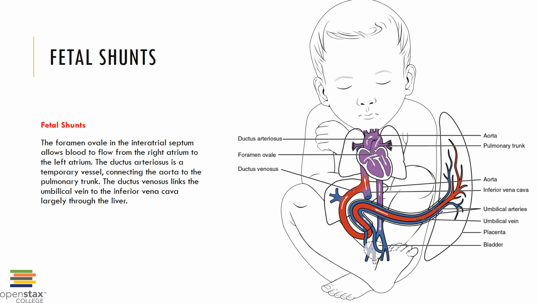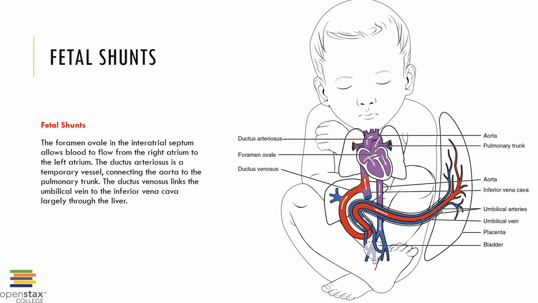The ductus arteriosus is another temporary vessel connecting the aorta to the pulmonary trunk. If some blood does get into the right ventricle and does not get fully shunted with the foramen ovale, the ductus arteriosus can then direct that blood from the pulmonary trunk into the aorta, again bypassing the non-functioning fetal lungs.